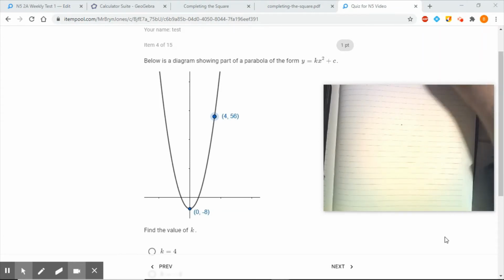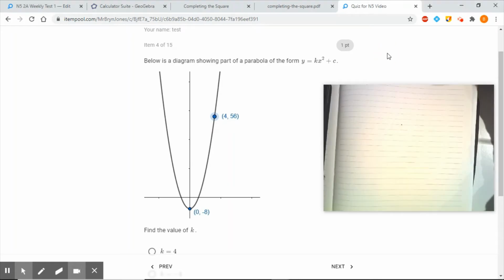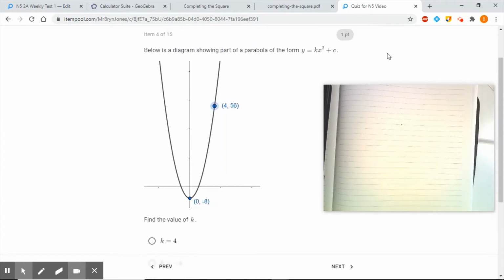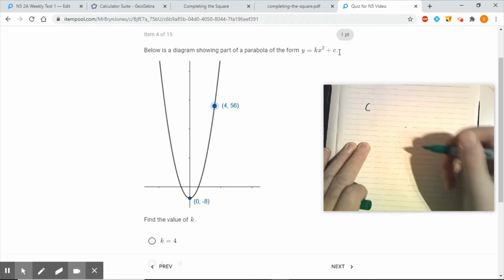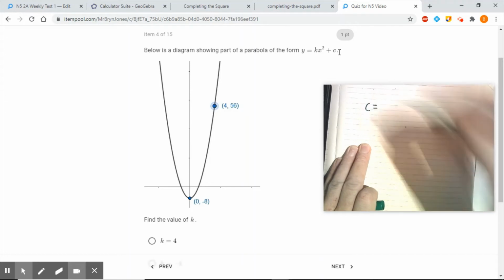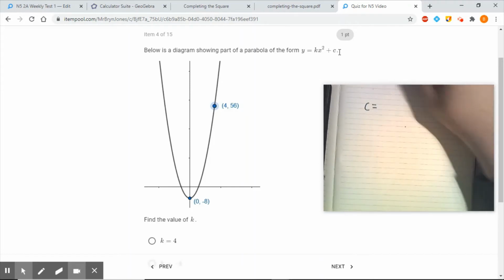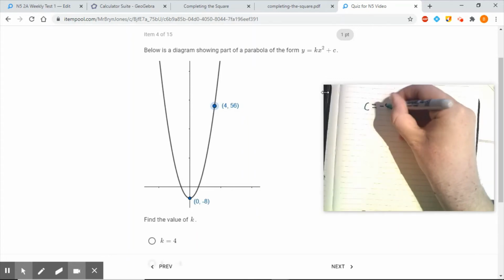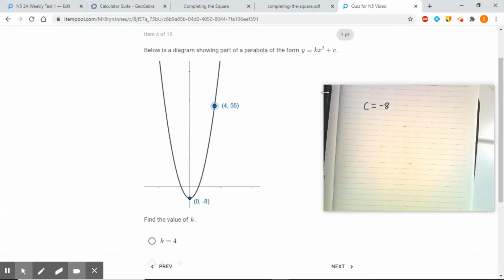Okay, so we'll look at this next question then. Below is a diagram showing part of a parabola in the form y equals kx squared plus c, and we've been asked to find the value of k. We might start with the slightly easier thing, which is to identify what the value of c is. What exactly is the y-intercept here? Well, we can see it right down here, it is -8. So c is -8. That's where it crosses the y-axis.